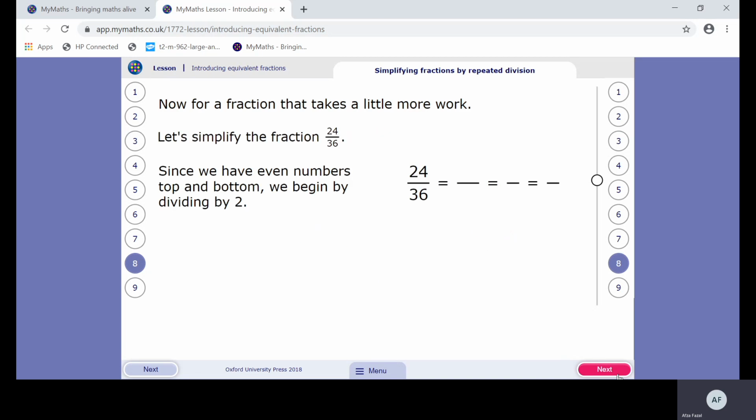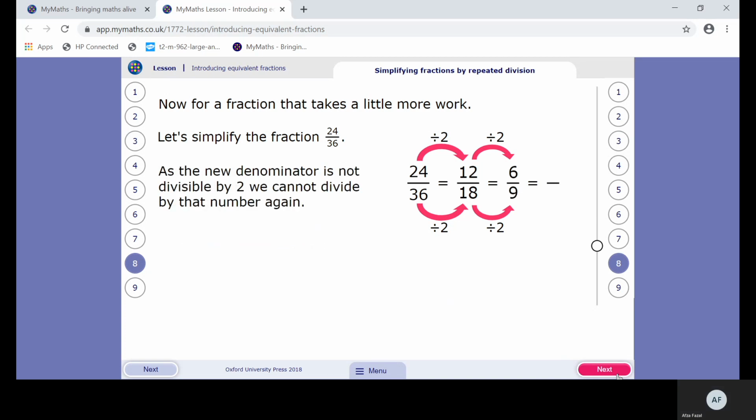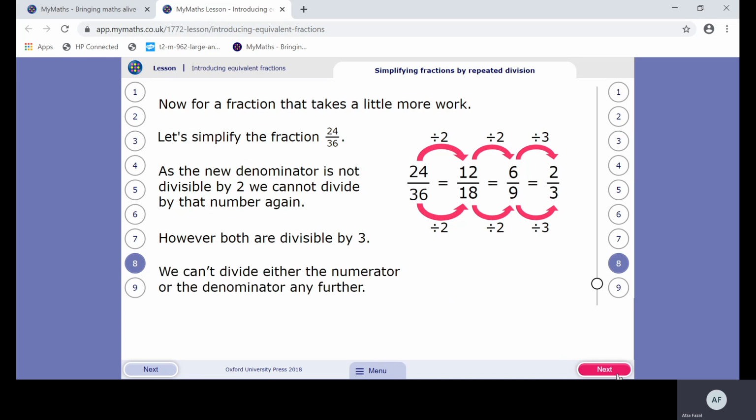24 over 36. We can divide it by 2, but we can also look at 24 and 36 and see what other times tables they're in. For example, the eighths. Now we don't have 36 in the eighths, so it can't be that. What about our sixes? So we go through the numbers. Divided by 2, you get 12 and 18. I can divide them by 6 now. Because look, what we've done is divided by 2, divided by 2, divided by 3. So that becomes a long process to get to 2/3.